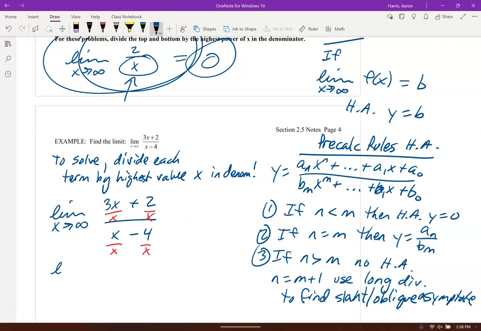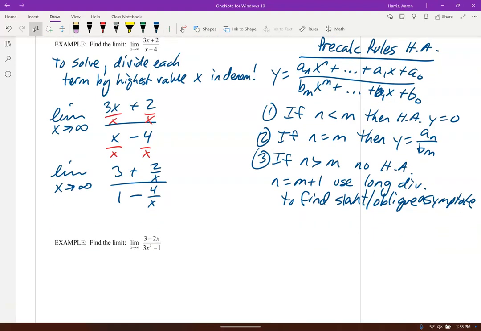And let's see what happens here. I get 3 plus 2 over x over 1 minus 4 over x. Well, now as x goes to infinity, and if you want to be technical about it, here's what we're doing. We're going to take the limit as x goes to infinity of 3 plus the limit as x goes to infinity of 2 over x, over the limit as x goes to infinity of 1 minus the limit as x goes to infinity of 4 over x.